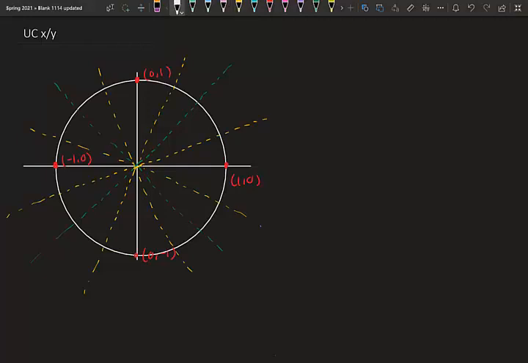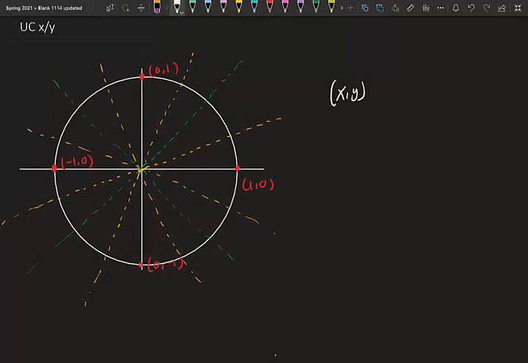So we're talking about the X and Y plane now. So we're talking about X and Y. Remember that x and y represent cosine, which is your x, and your sine, which is your y. So if we have the point 1, 0, that's our x, that's our y, so that means this is our cosine, and this is our sine.